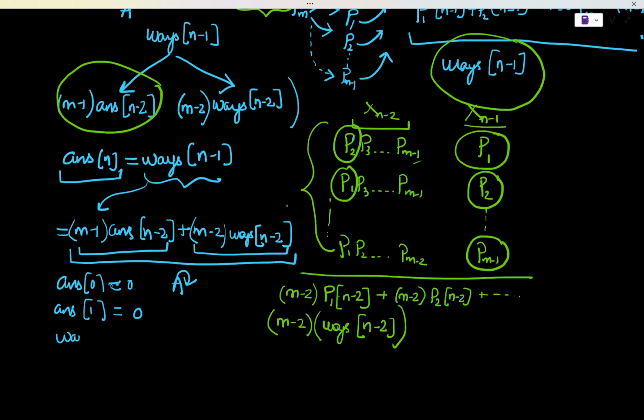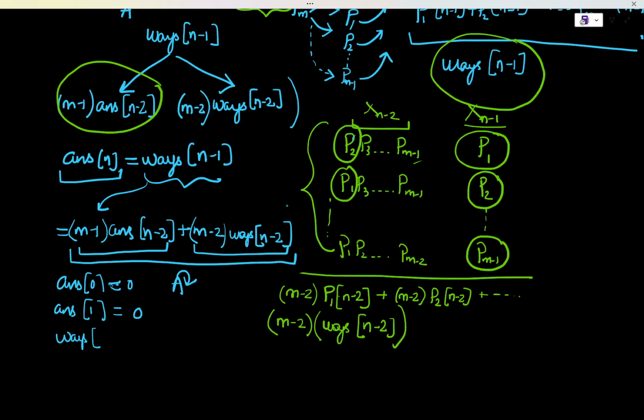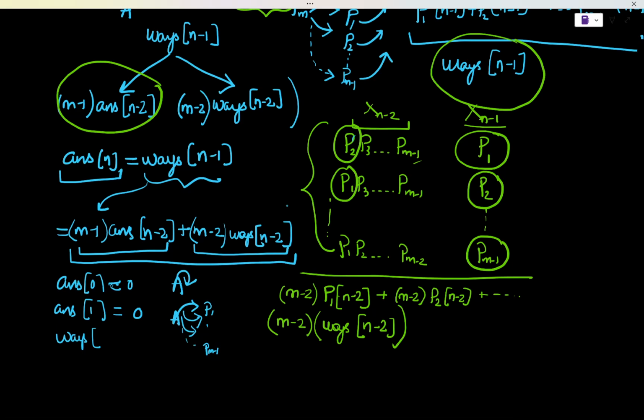And if we talk about ways, how many ways are there? Ways means how many ways P1 up to Pm minus 1 can receive, right? So if we have A here and there is a single pass, we have P1 up to Pm minus 1. How many ways are there? A can give to P1 or P2 up to M minus 1. So ways after one pass will be M minus 1.